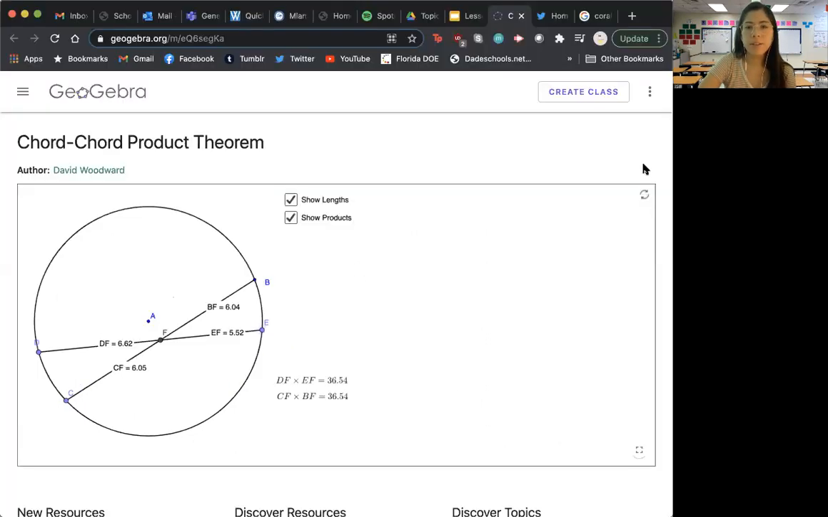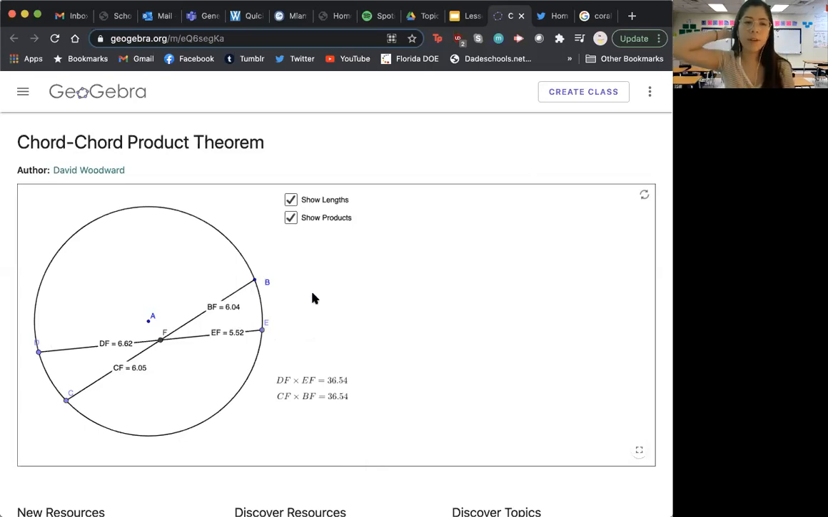And I'm sharing my screen. I'm on the same exact page, and I just want to do it together now. So first of all, hopefully everyone's back on Zoom now, taking a look at what I have here. I clicked these two boxes because they help you to see what's going on. But basically, I have two intersecting chords. I have D, E, and I have C, B.